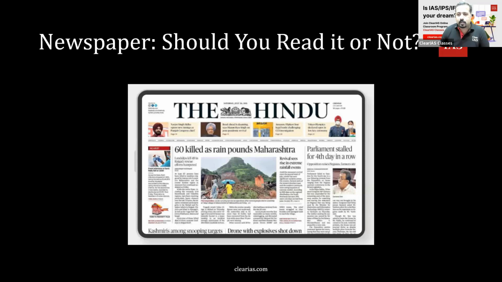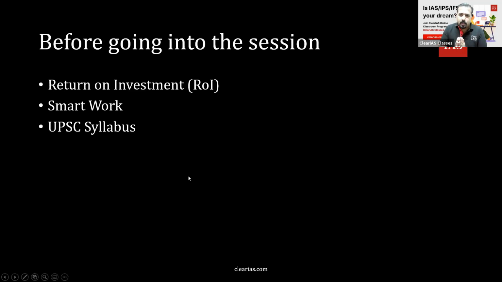With that question, let's move to the next slides and see the answer to this question along with certain other important aspects. Before going deep into the session, I want you all to focus on three terms. The first term is return on investment, or ROI. The second term is smart work, and the third term is UPSC syllabus. These are the three terms which I will be repeating again and again in this session.